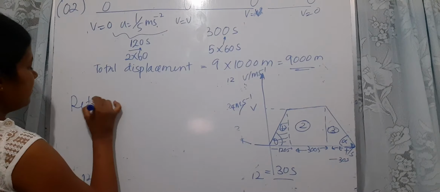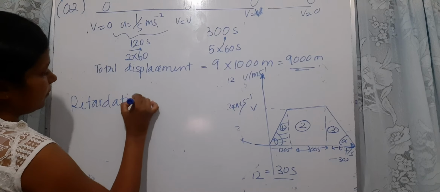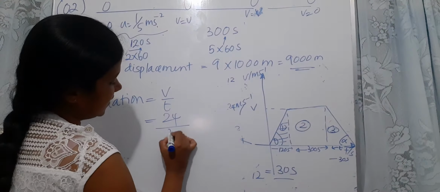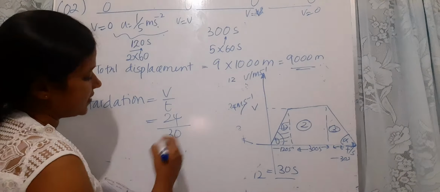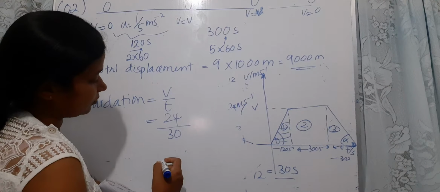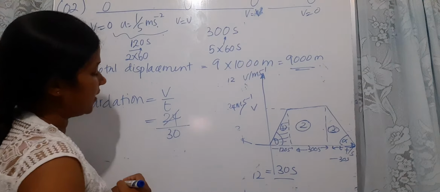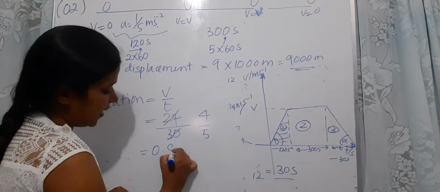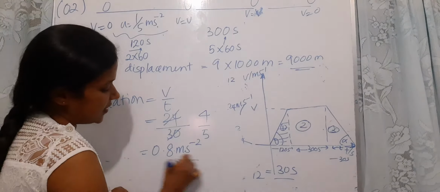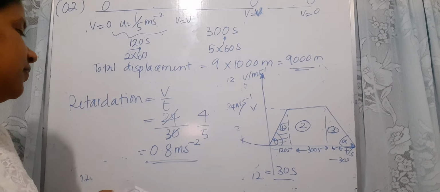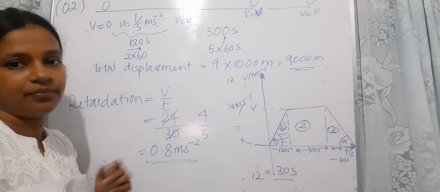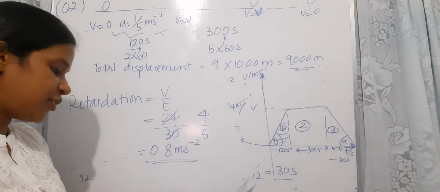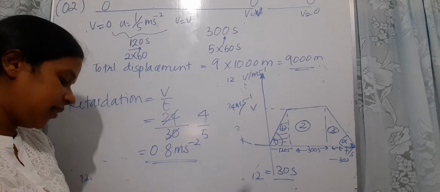Then retardation equals v over t. V here is 24 and t here is 30. So you can simplify by 6 here. You can divide numerator by 6. It is 4. Denominator by 6. Then it is 5. Then 0.8 meters per square seconds is the retardation, the magnitude of the retardation. Okay. Then we are going to move on to next one. Next problem.